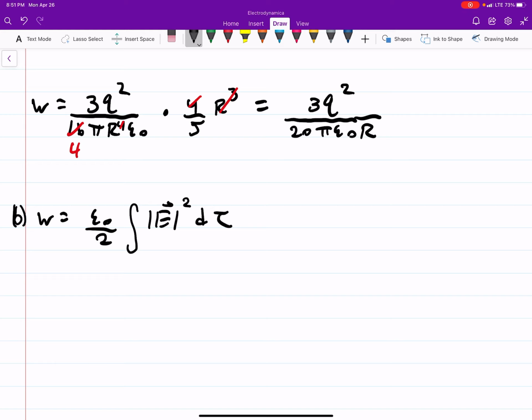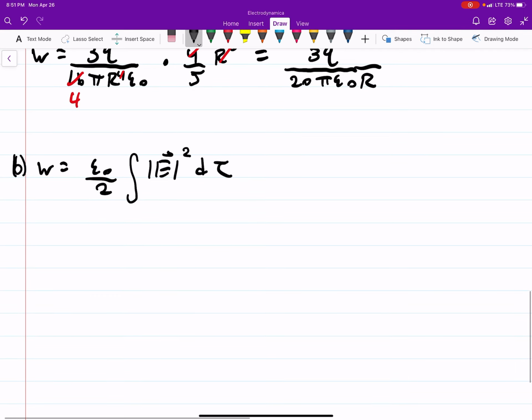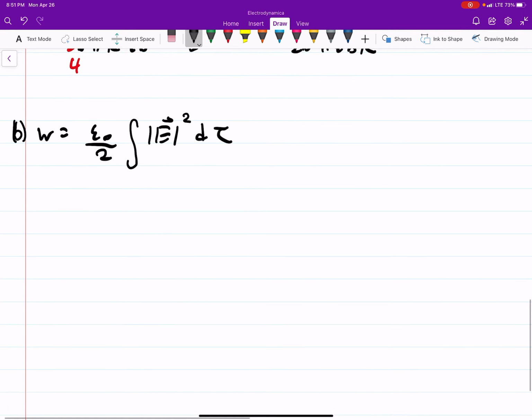So if you have the potential, you can do part A to find that. If you have the E field, you can do part B to find the energy. And part C kind of uses a combination of both. So I'm not going to worry about that one.